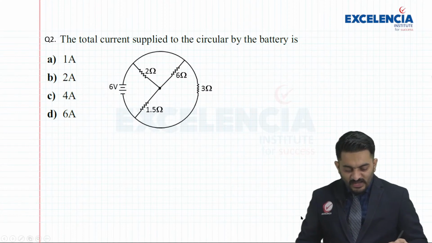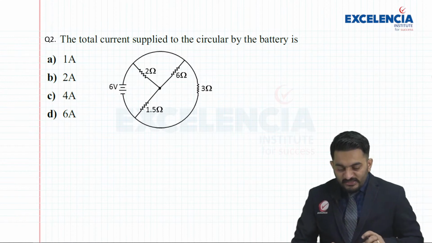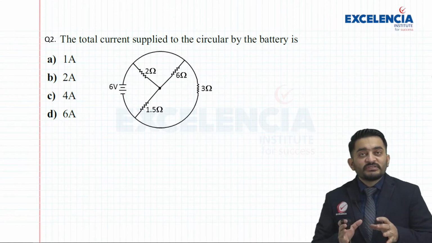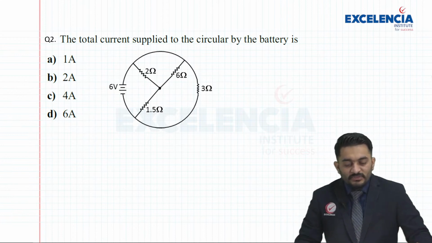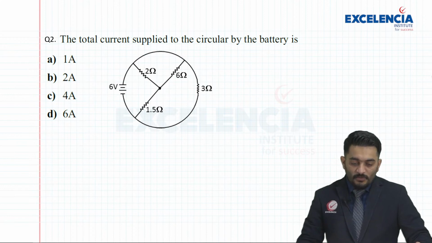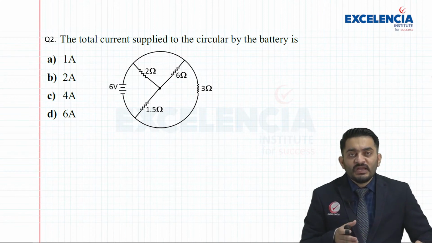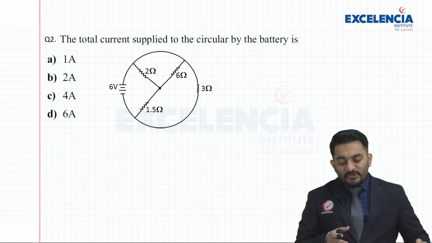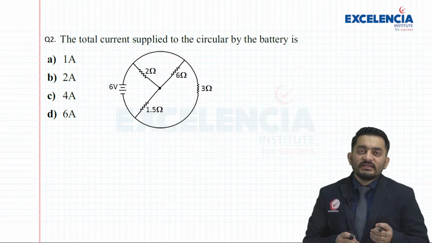The next question which we have is on resistance. I can see there is one particular circuit given to me, and the question says: the total current supplied to the circuit by the battery is. Now most of the time we actually make mistakes when we are not able to correctly identify whether the resistances are connected in series or parallel.